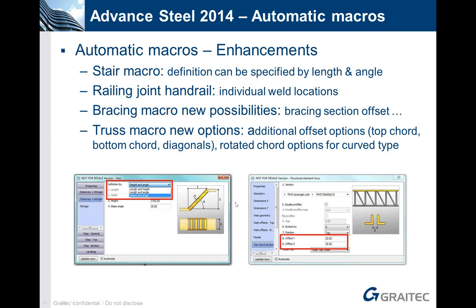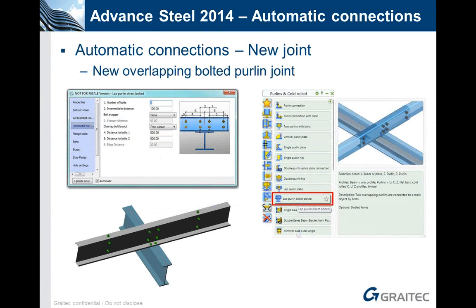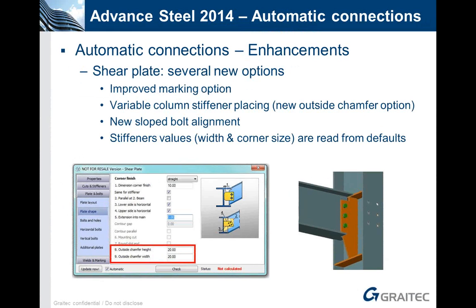Concerning the automatic macros, as you may know, Advanced provides many automatic macros for stairs, railings, bracing, trusses, and so on. So we added many options in this dialog so that it offers more choice to the end users. We also propose some new joints like this one, which is very useful for bolted purlin connection on rafter. And we also added many new options in existing connections.